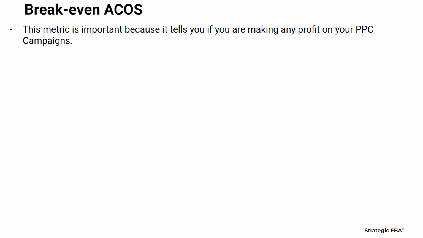Now, this metric is important because it tells you if you are making any profit on your PPC campaigns or not. So by knowing what this metric is and what that number is, you can look at your campaigns and say, that campaign is making me a profit, this one is making me a loss, and so forth. You have an instant snapshot of how well your campaigns are performing.